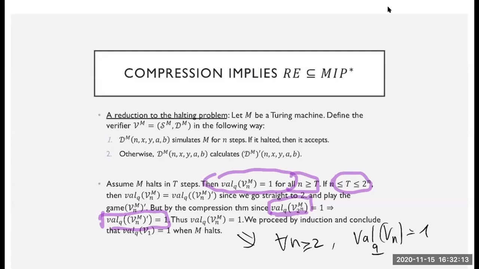The point is that you know it for n greater or equal to t. And you can use compression to deduce, and the fact that the nth game calls the nth compressed game, okay? The nth game just calls the compressed nth game. So from that, you can use compression and induction to deduce that actually for all n, the quantum value is 1. No matter how large t is, the quantum value of Vn is 1 for all n. This is the point that you need to take from this slide.